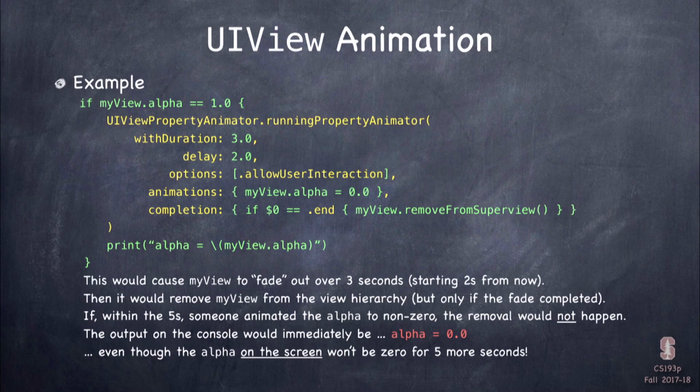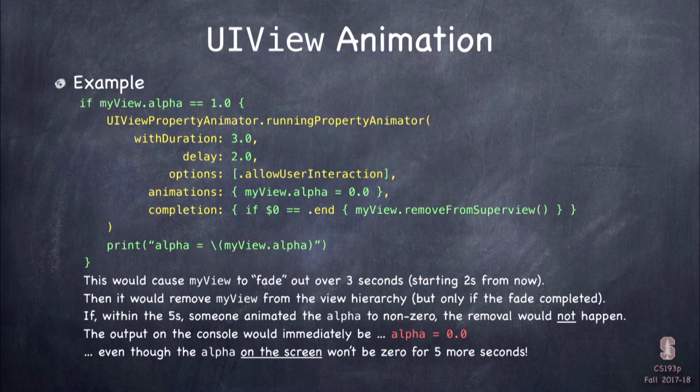Then here's my animations. My animation is just setting my transparency to 0, fully transparent, right? So that happens immediately when I call this method. This method, running property animator, returns immediately, having executed that closure immediately. Okay, and then I have a completion. If this thing gets to the end without being interrupted, in other words, I do fade all the way out to 0, then I'm going to remove myself from my super view. That's what this little completion closure is all about.